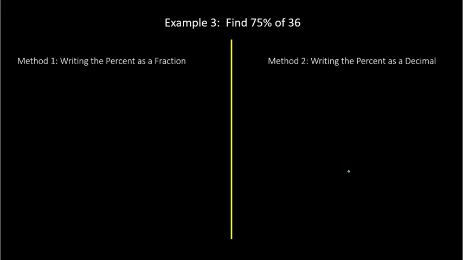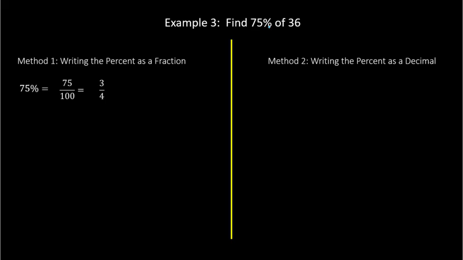We have a third example where we are to find 75% of 36. So we're going to use, again, both methods. So method 1 is we convert the percent to a fraction. 75%, you can write that as 75 over 100, which you can simplify. You can actually divide top and bottom both by 25. 75 divided by 25 is 3. 100 divided by 25 is 4. So 75% is the same thing as 3/4.